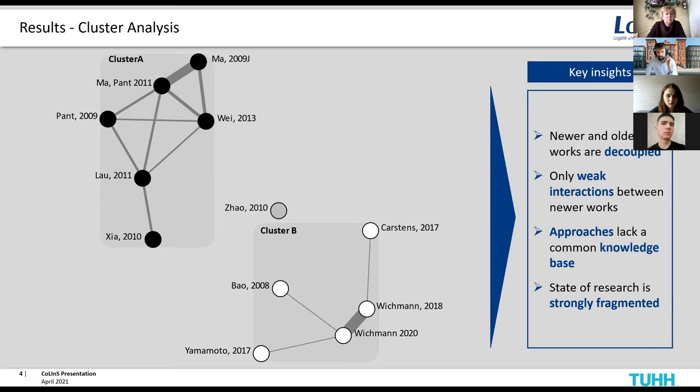In the first step, I provided a cluster analysis of the literature in order to show if there are any scientific relations. I used bibliographic coupling for this. And what we saw here is that the state of research is fragmented. We have older approaches which are connected, and newer approaches which are only very weakly coupled. And second, there is no common knowledge base in terms of publications which built the basis for these approaches.